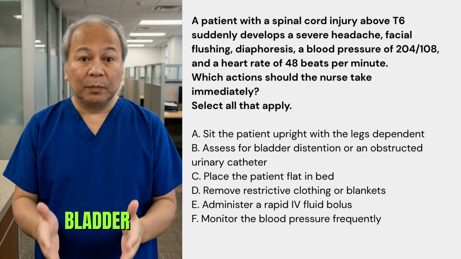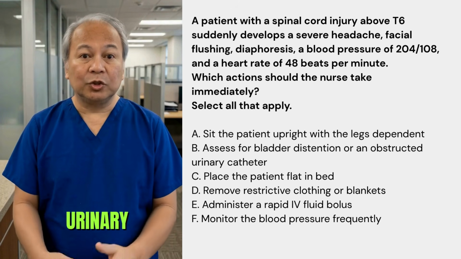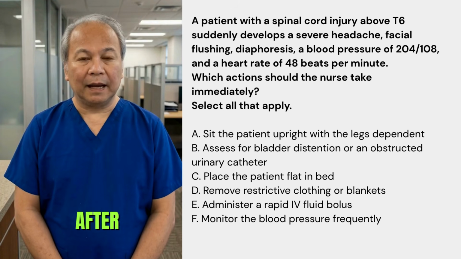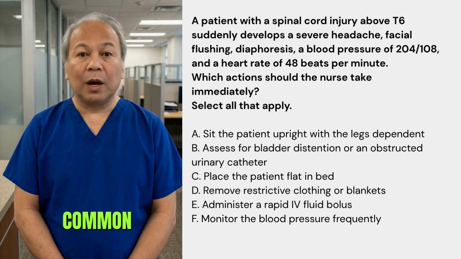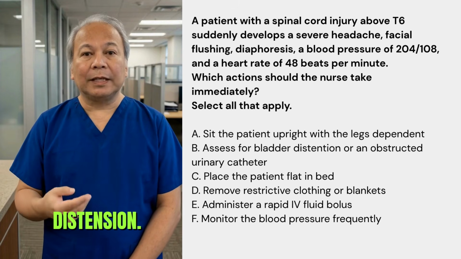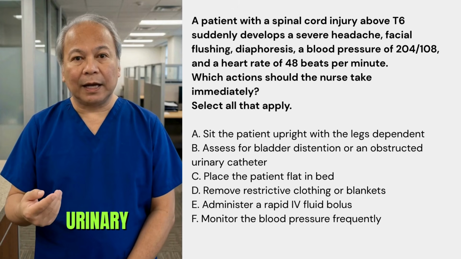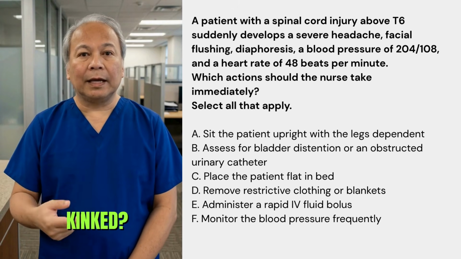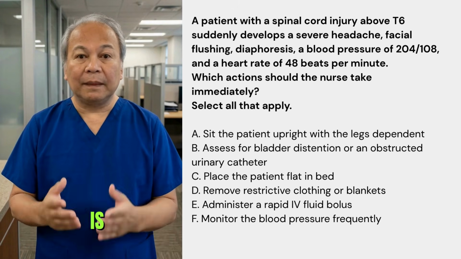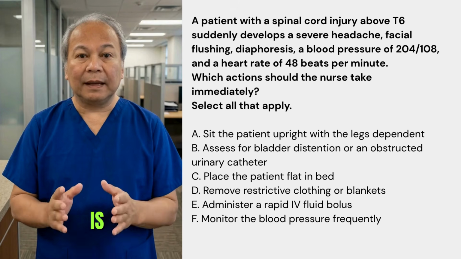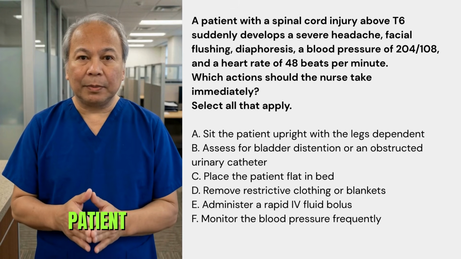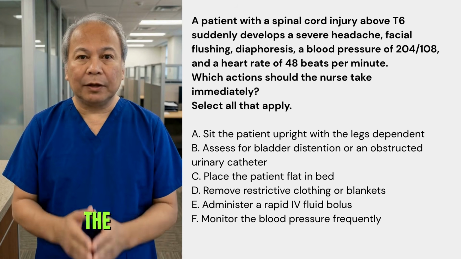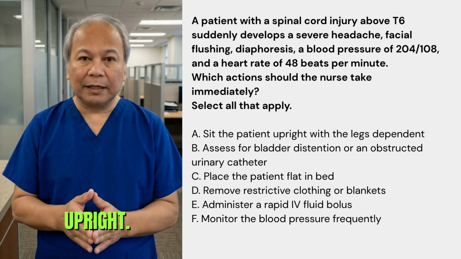B. Assess for bladder distension or an obstructed urinary catheter. Correct. After positioning the patient, you need to find the trigger. One of the most common triggers is bladder distension. Check the urinary catheter. Is the tubing kinked? Is the drainage bag full? Is the catheter blocked? Is the bladder distended? C. Place the patient flat in bed. Incorrect. This can worsen the hypertension. The patient should be upright.